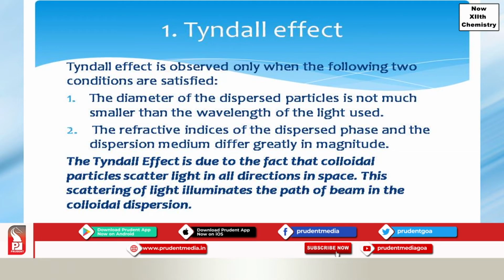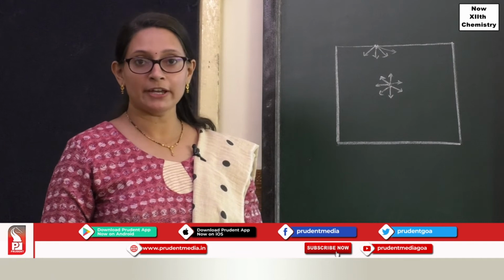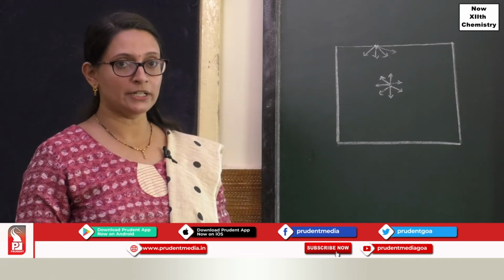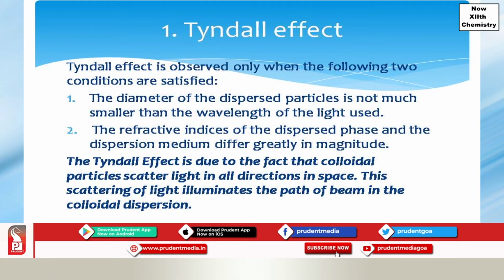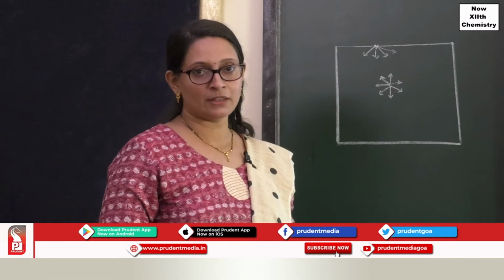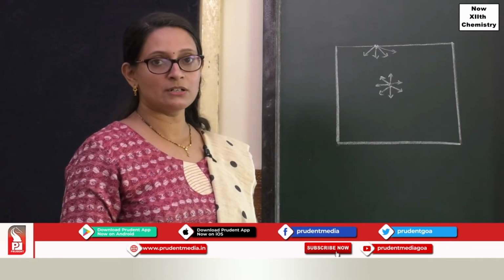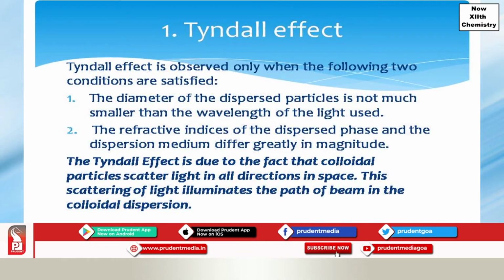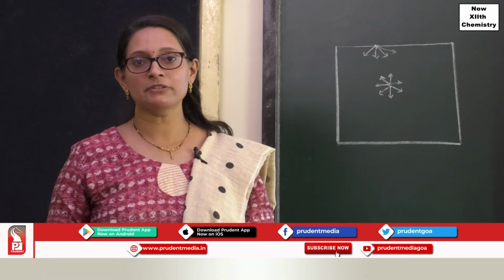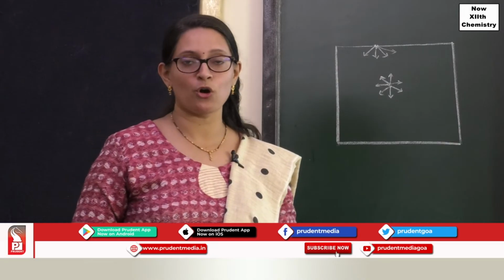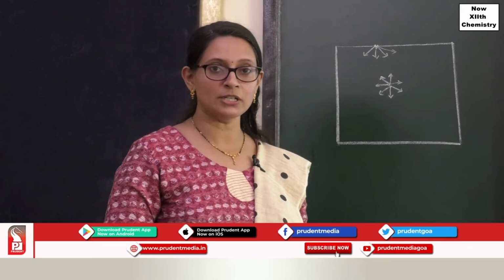When will the Tyndall effect be observed? Tyndall effect can be observed only under two conditions. First, the size of the particles and the wavelength of the light used should not differ greatly; they should be almost of the same magnitude. Second, the refractive indices of the disperse phase and dispersion medium should vary greatly. That means there should be a large difference between the RI values of the disperse phase and the dispersion medium.